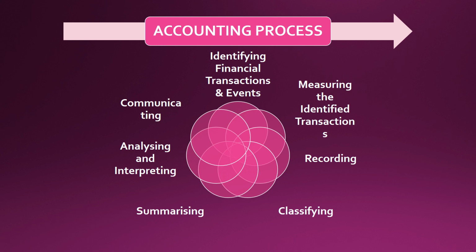So from the journal, when transactions are transferred to the ledger, which is a principal book, it is called posting. Recording in the journal is called journalizing, and from the journal, when the transactions are posted, that is called posting. And after classification, the next comes summarization.